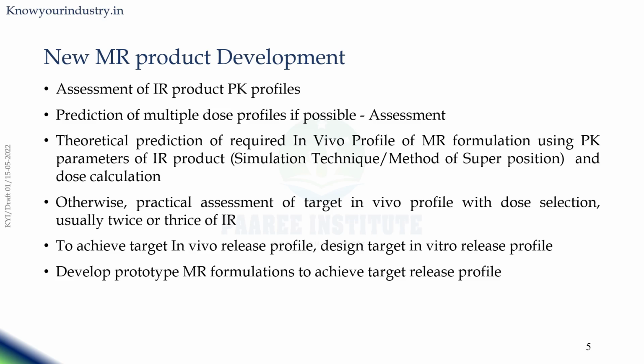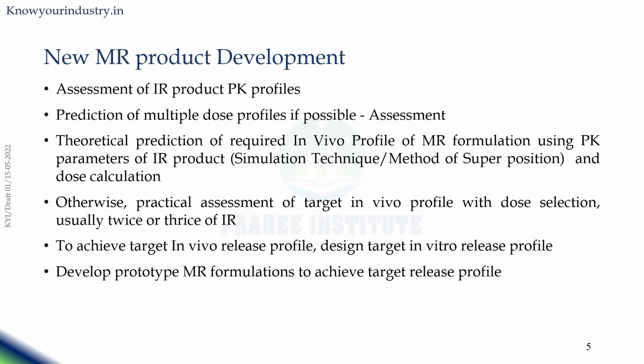Otherwise, you can do a practical assessment of target in vivo profile with the dose selection usually twice or thrice of the IR. For example, we have seen the metformin 500 mg. You can go for once a day instead of twice a day. You can go for once daily modified release with 1 gram of the dose, or you can increase the dose a little higher to maintain the efficacy of the modified release dosage form.